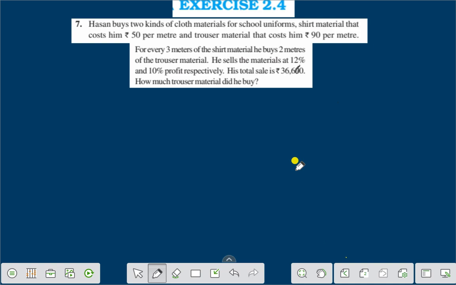Hassan buys two kinds of cloth materials for school uniforms. Shirt material that cost him rupees 50 per meter and trouser material that cost him rupees 90 per meter. For every 3 meters of shirt material he buys 2 meters of the trouser material. He sells the materials at 12% and 10% profit respectively. His total sale is rupees 36,660. How much trouser material did he buy?